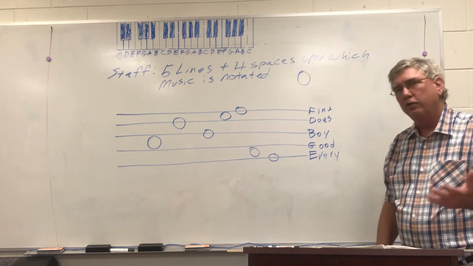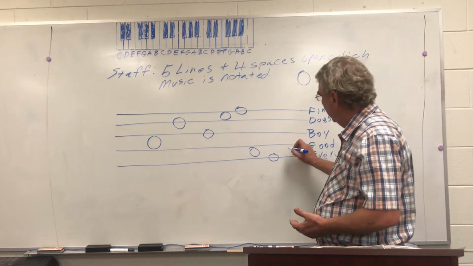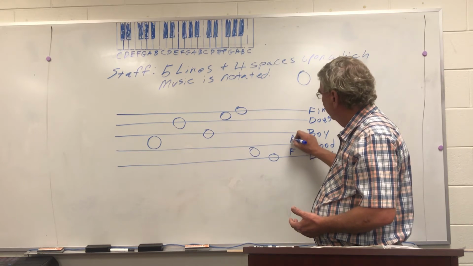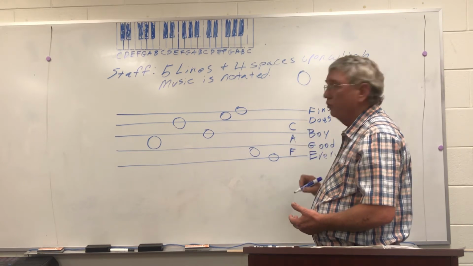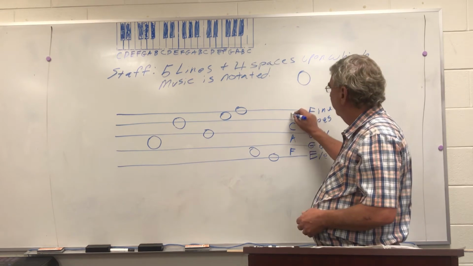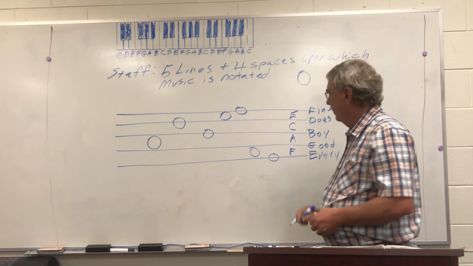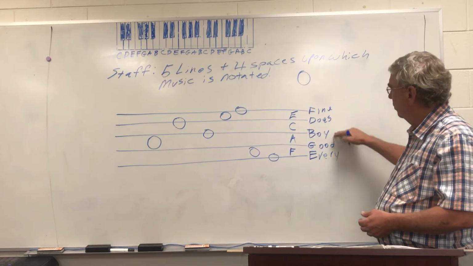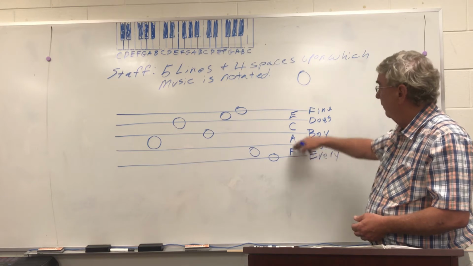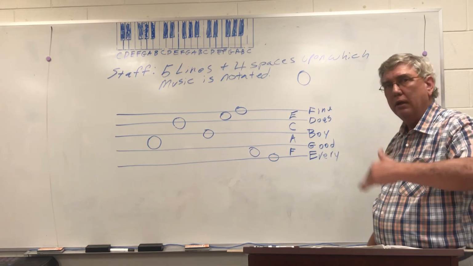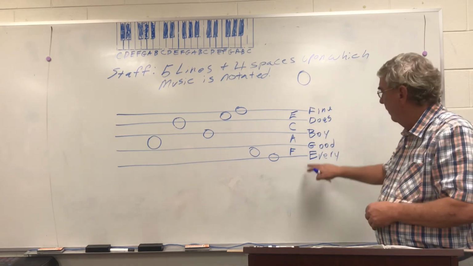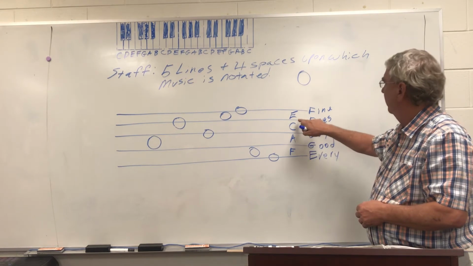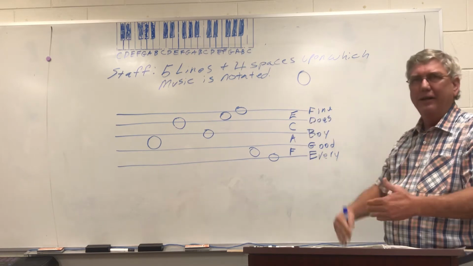And if a note is in the space, it also has a name. The first space is F. Second space is A. Third space is C. Fourth space is E. Spells a word: face. Every good boy does fine, and face. And if you go line, space, line, space, line, space: E, F, G, A, B, C, D, E, F, goes right on up.